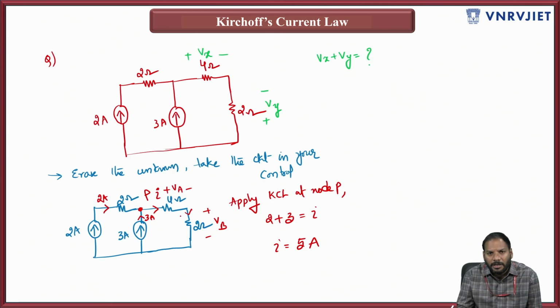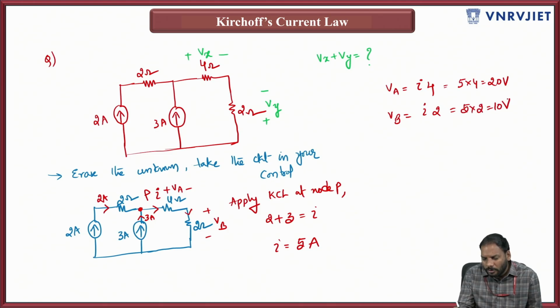So then it is very easy for me to apply Ohm's law now. From Ohm's law, VA is equal to I into the resistance value, that is 5 into 4. So how much is it? 20 volts. Similarly, the value of VB is equal to the current entering the positive terminal, which I have assumed, I into the resistance value 2. So this is 5 into 2, which is equal to 10 volts.